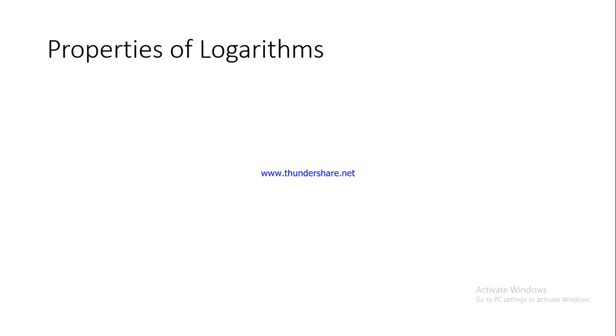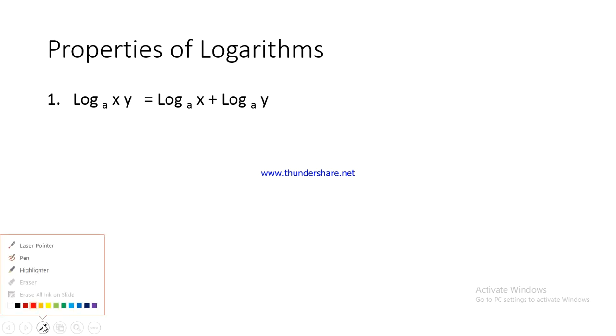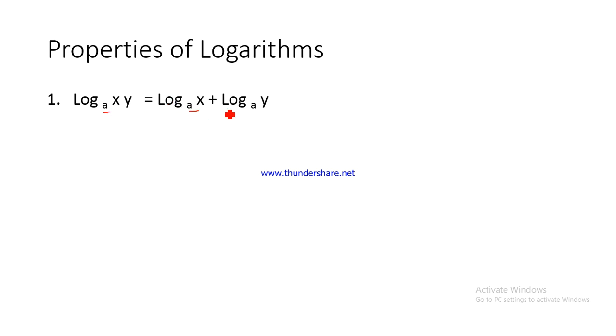Now the first property is log a base xy is equal to log a base x plus log a base y. Have a look at this property: xy means x into y, no sign means there is x into y. So log a base x into y, if you want to expand it, you can expand like this: log a base x plus log a base y, right? Please ensure that the base is the same throughout. You cannot change the base in this particular property. So log a base xy, if you want to expand it, is similar to log a base x plus log a base y.